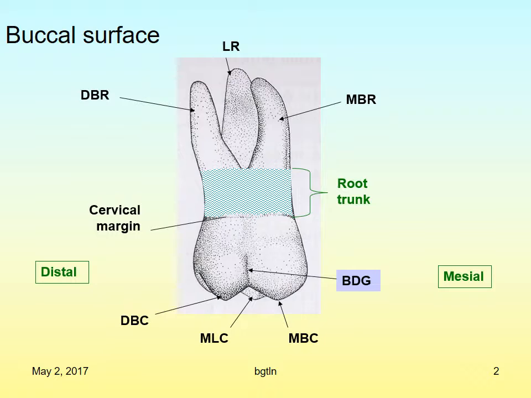And the root trunk, which is wider on this tooth, is nicely seen from the buccal surface, and the cervical margins are more straight.